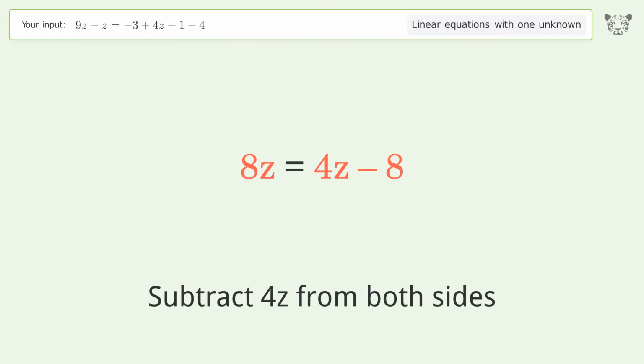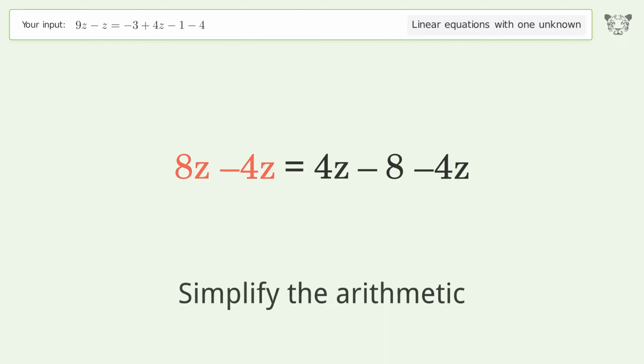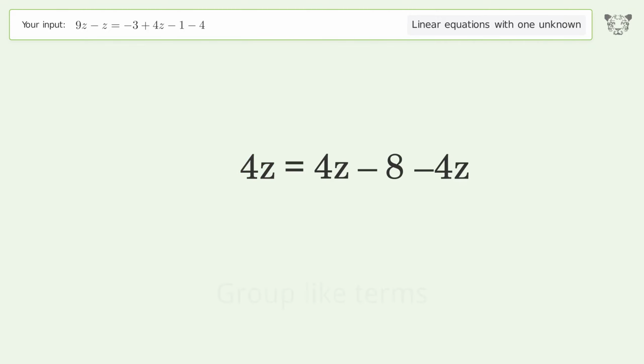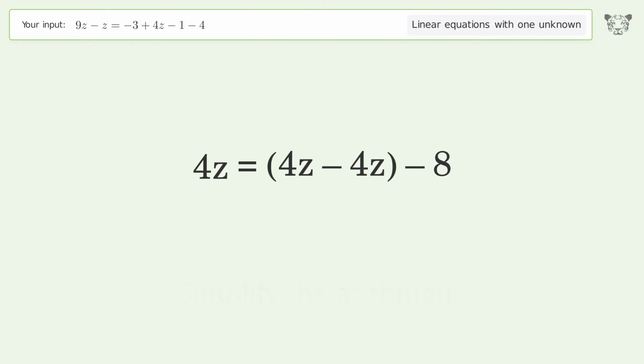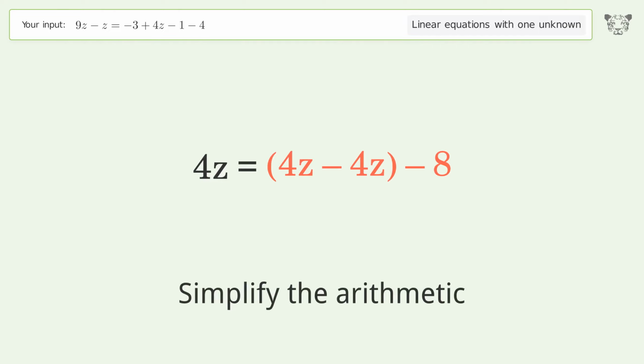Subtract 4z from both sides. Simplify the arithmetic. Group like terms. Simplify the arithmetic.